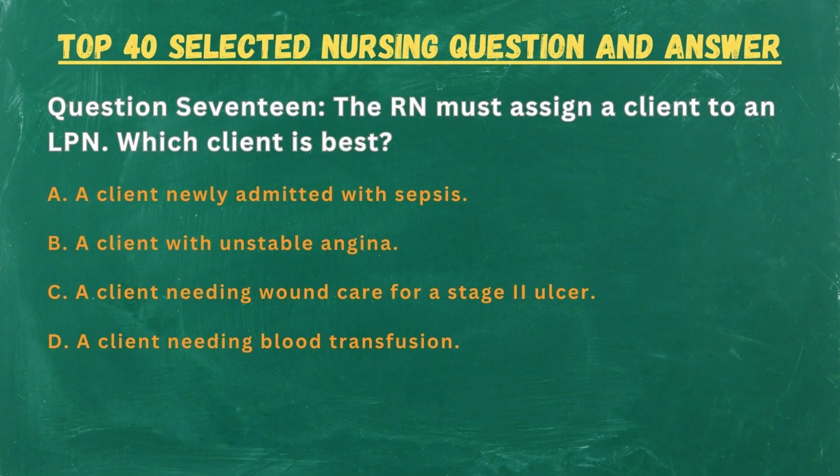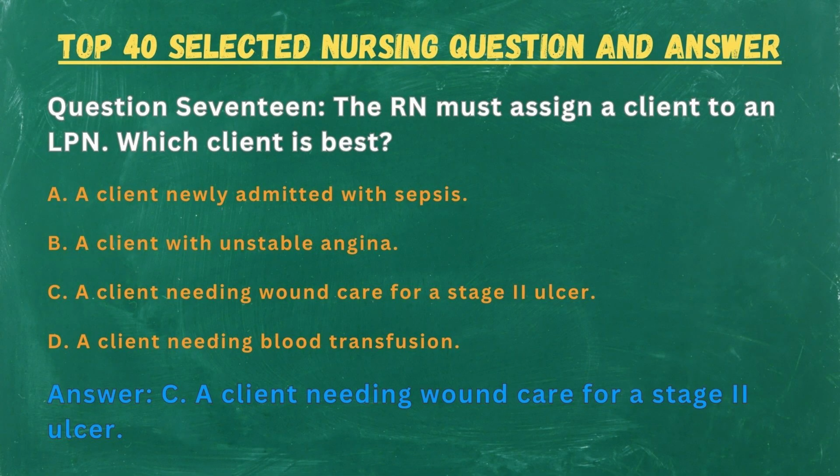Question 17. The RN must assign a client to an LPN. Which client is best? A. A client newly admitted with sepsis. B. A client with unstable angina. C. A client needing wound care for a stage 2 ulcer. D. A client needing blood transfusion. Answer: C. A client needing wound care for a stage 2 ulcer.